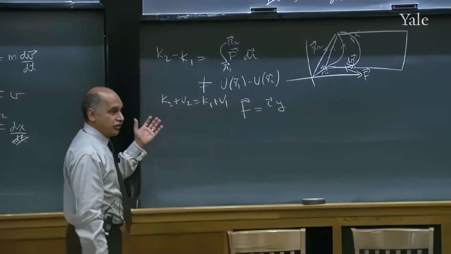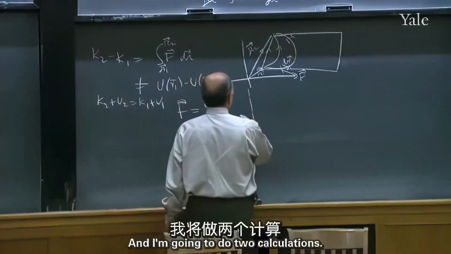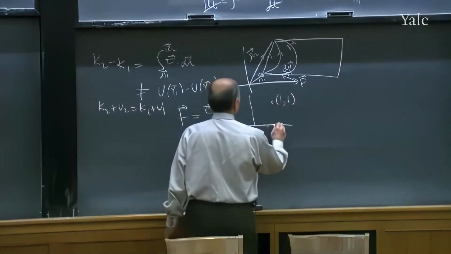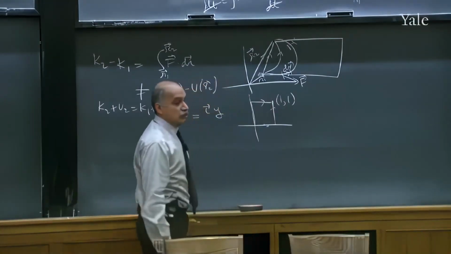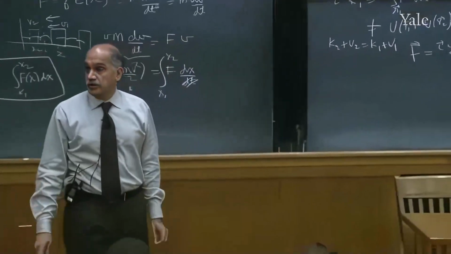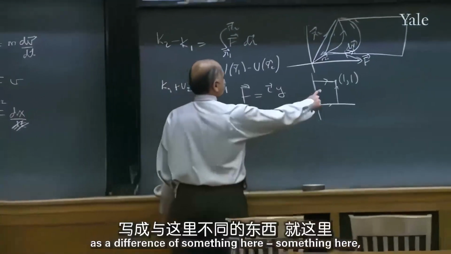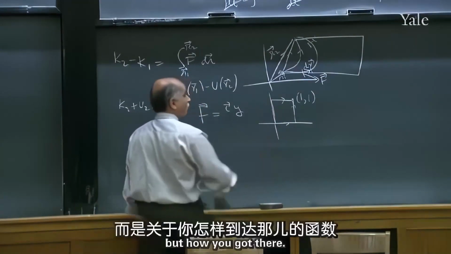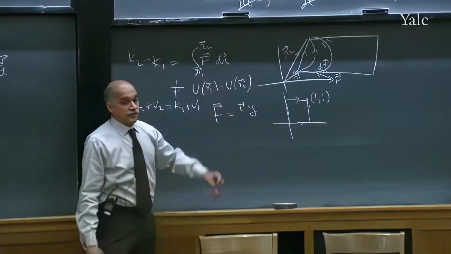The force depends on position. It points in the x direction only, and it grows with y. And I'm going to do two calculations. I'm going to find the integral from the origin to the point (1, 1), first by going this way, and then by going that way. There are two possible paths. And you will see when I do the calculation, the answer is different. Therefore, you cannot write the answer as a difference of something here minus something here, because the answer is not a function only of the starting and ending points, but of how you got there. And I want to do this just to remind you how to do these integrals.